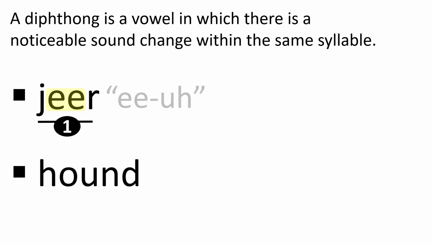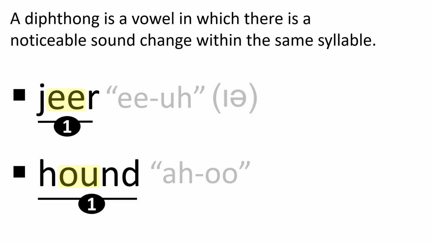Hound. That is a word of one syllable. But let's look at that vowel sound created by the OU. Ow. There is a definite sound change there. Now, when you're talking about diphthongs, it's normal to use phonetic symbols. So let's do that. Let's go back to jeer. The ear sound looks like this in phonetic symbols. And on hound, the ow sound looks like this. So we're going to touch upon phonetic symbols in this lesson.